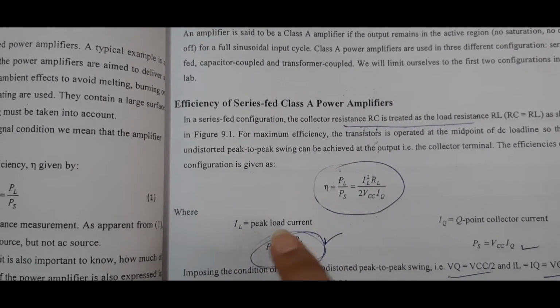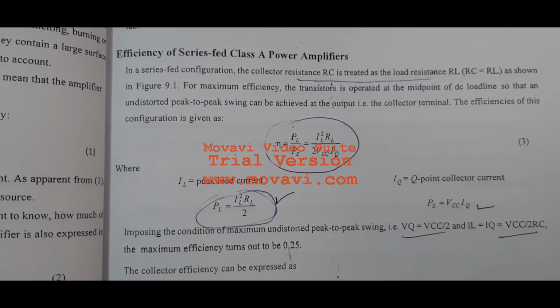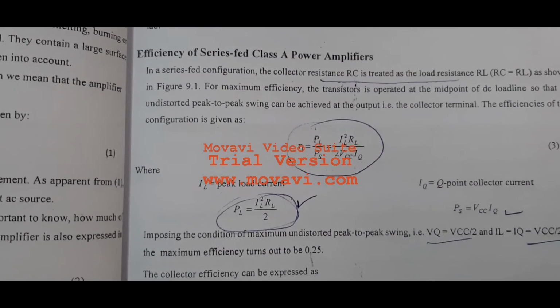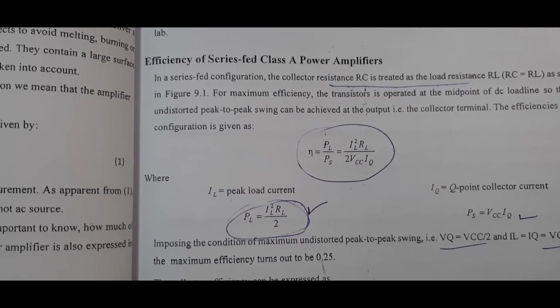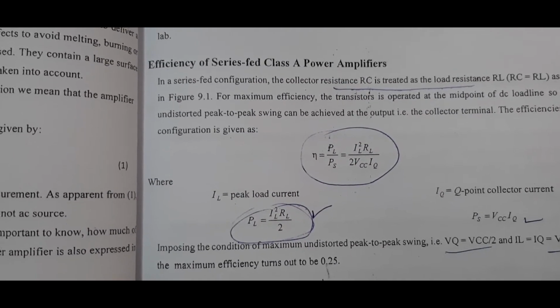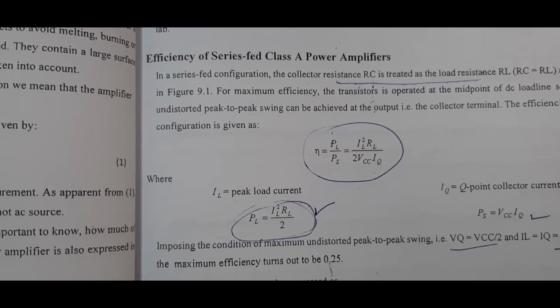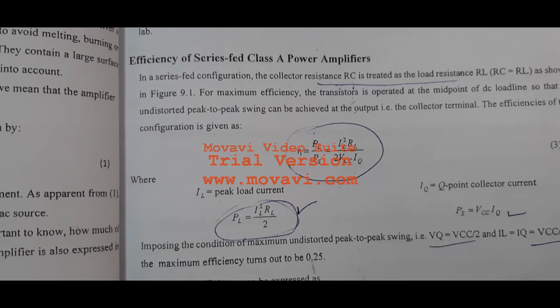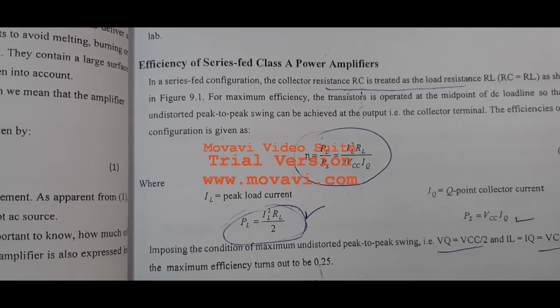So IL is the peak load current and IQ is the Q point collector current. From these equations, the efficiency is 0 under the no signal condition, that is, when IL is 0, and the efficiency rises as the peak signal level IL increases.